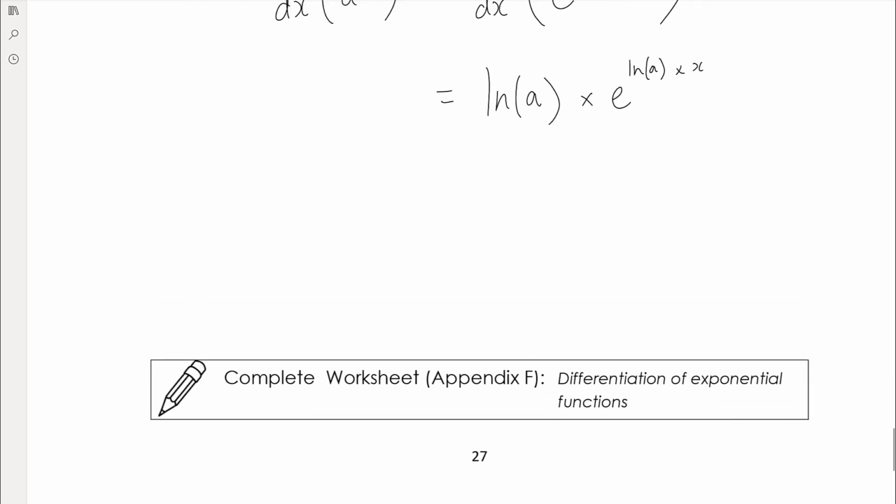Okay, once again, the work today is from a worksheet. The worksheet can be found printed in Appendix F of your blue booklet.